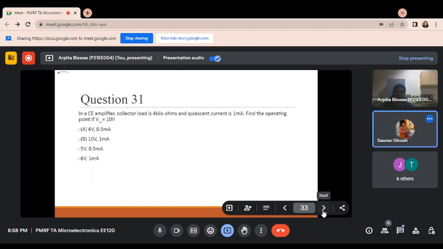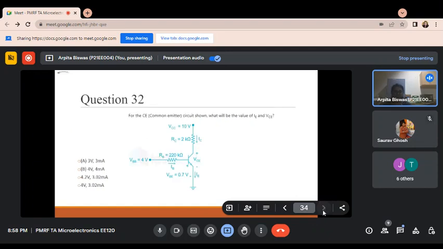Yes. So here IC is given as 1 milliamp. So we have to find the VC, where the VC is equal to VCC minus IC RC. Okay. So the right option is option D. And this is the last question.